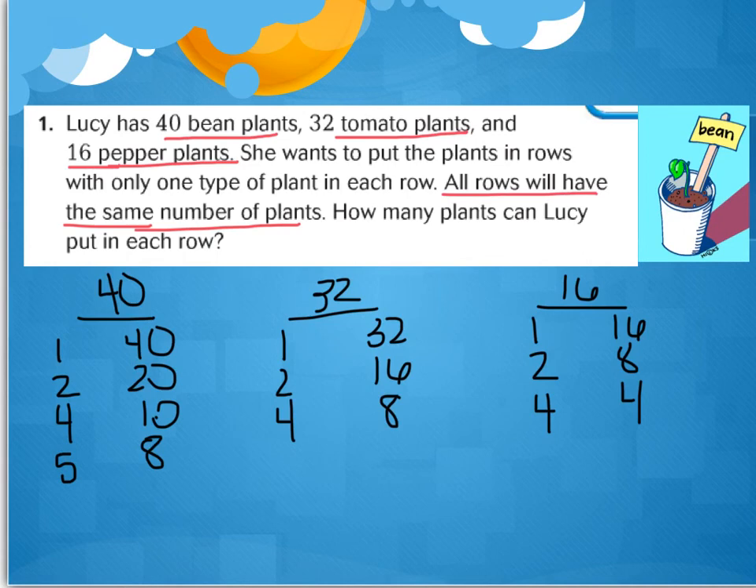Looking for my common factors, I see 1, 2, 4, and 8. That gives me the answer that Lucy can plant her plants in either rows of 1, 2, 4, or 8.